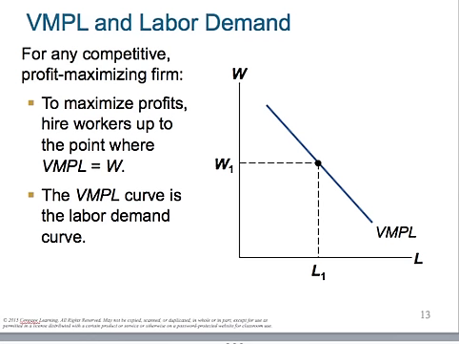All right, so for any competitive profit maximizing firm, to maximize profits, you hire workers up until the point where the value of marginal product of labor equals wage. So you get all that area that's above your wage costs. So the value of marginal product curve is the labor demand curve. So this VMPL becomes your demand for labor. Okay, so it even looks like a demand curve.